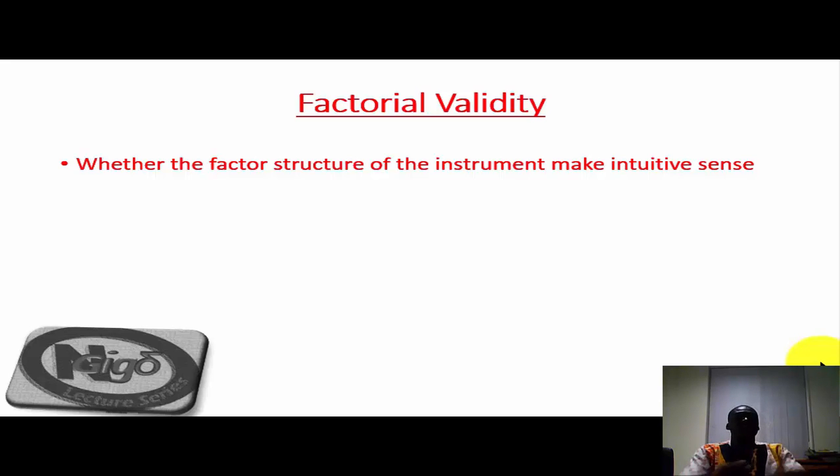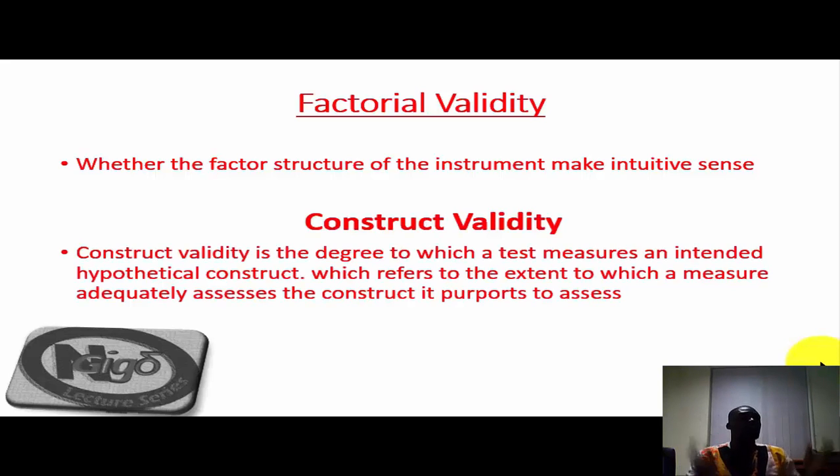All right. So that is factorial validity. Then the next thing is construct validity. When it comes to construct validity, we are talking about the totality of the construct. Construct validity is the degree to which a test measures an intended hypothetical construct, which refers to the extent to which a measure adequately assesses the construct it is purposed to assess. So this is more like the totality of the whole thing that we are talking about.